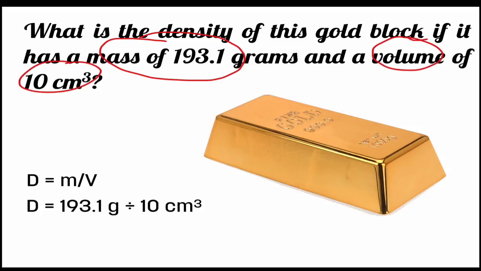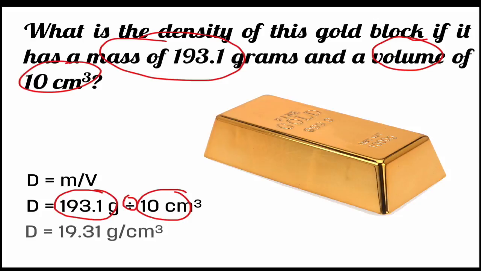So I'm going to plug this into the calculator exactly as I read it. I'm going to punch in this number first, then my divided by, and then this number. And if I do that, the number I get is equal to 19.31 grams per centimeter cubed. So that is the density of gold. You can look that up if you want. It should be the density of gold.